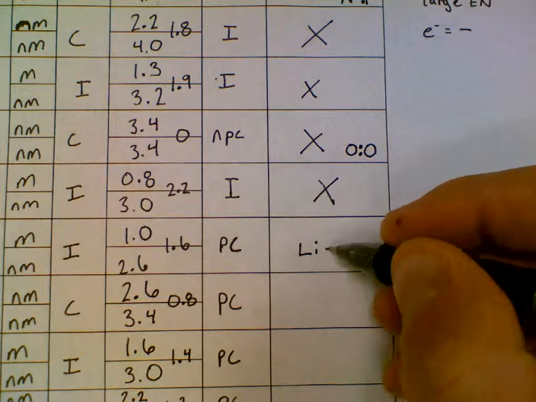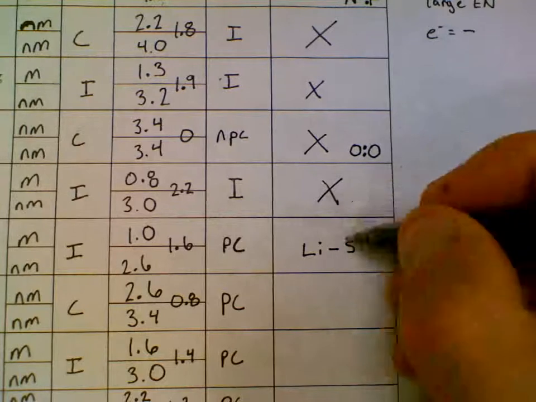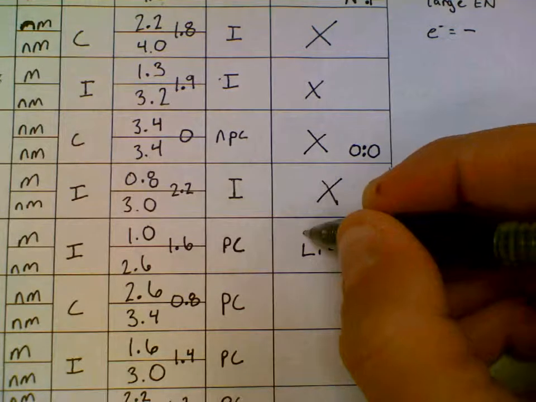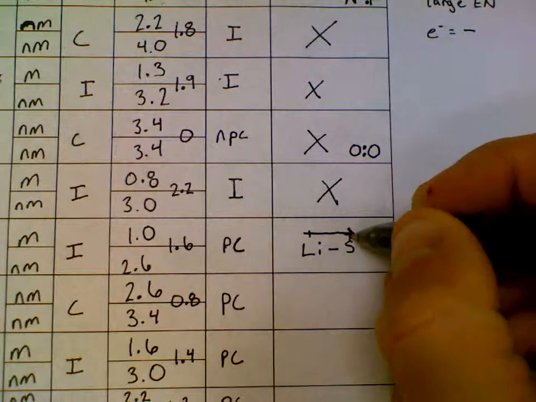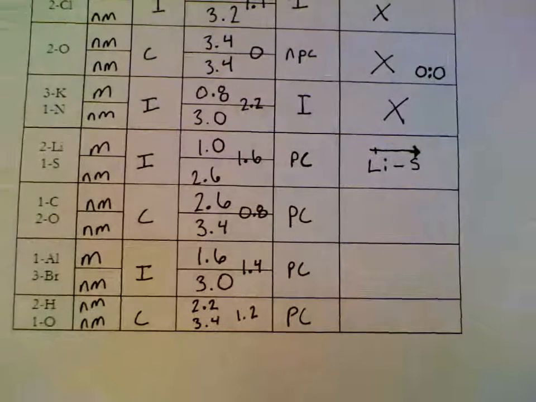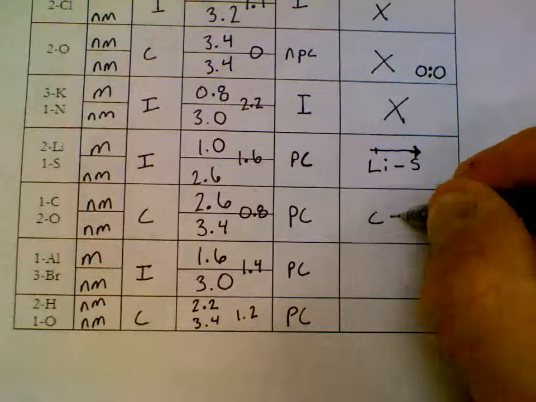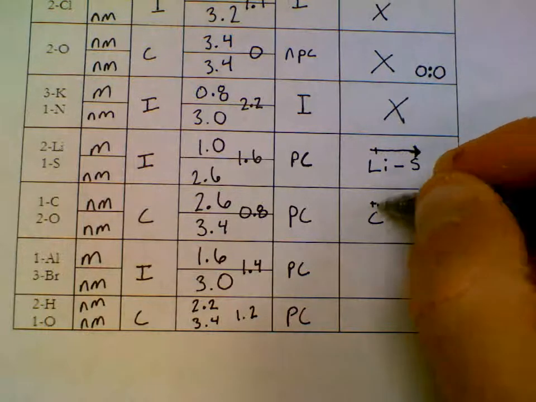Lithium with sulfur. Sulfur's value is 2.6, which makes that negative, makes lithium positive. Draw your arrow pointing to a negative, larger electronegativity. Carbon-oxygen bond, likewise, oxygen's value is larger.